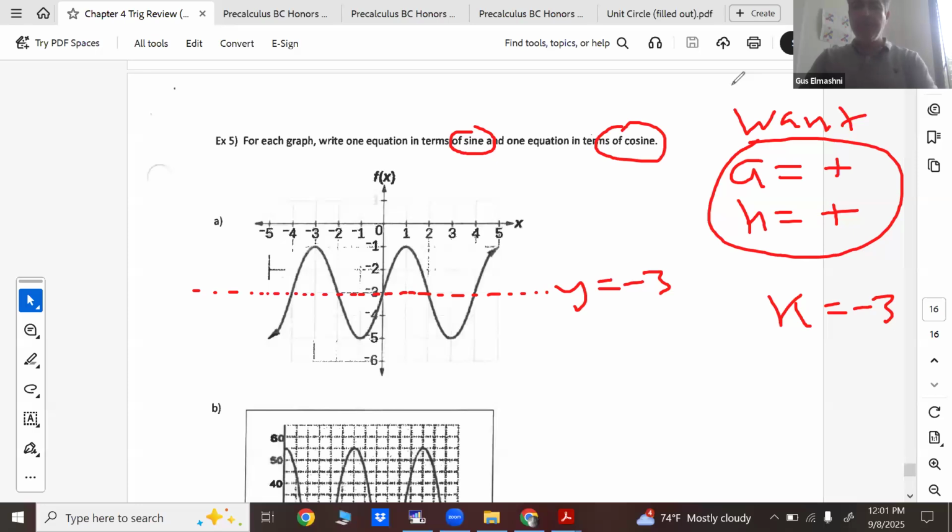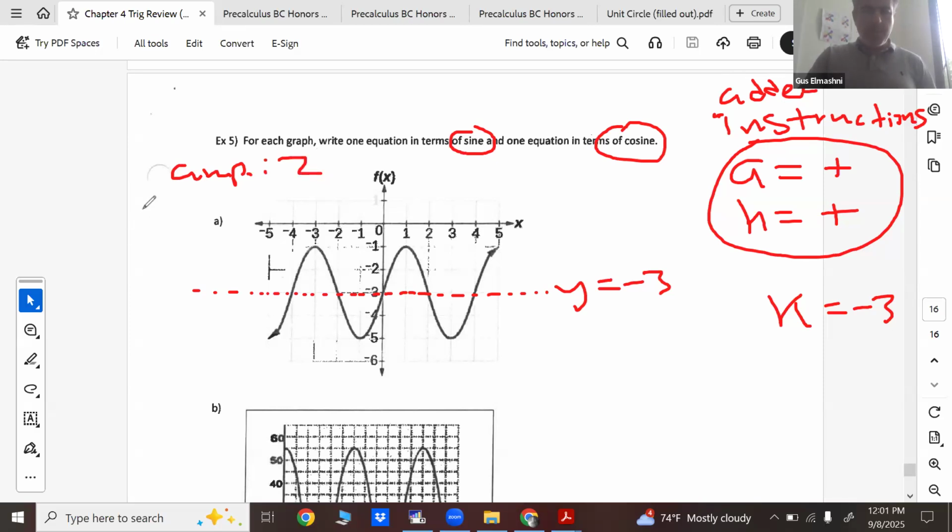Or actually, added instructions, because I will be very explicit. I'll say, I want A to be negative or H to be negative. So these are added instructions. What's going to be my amplitude? 2. What's my period? Yep.